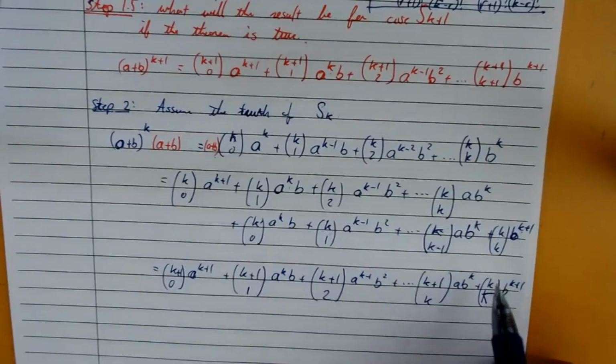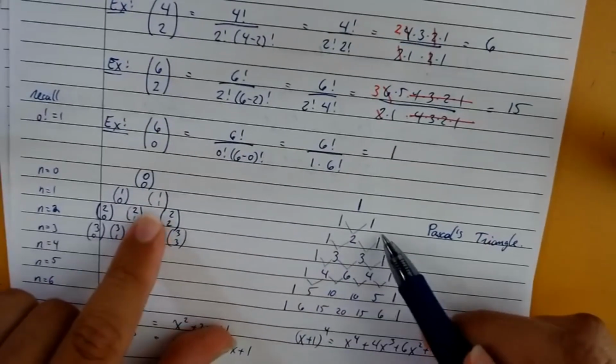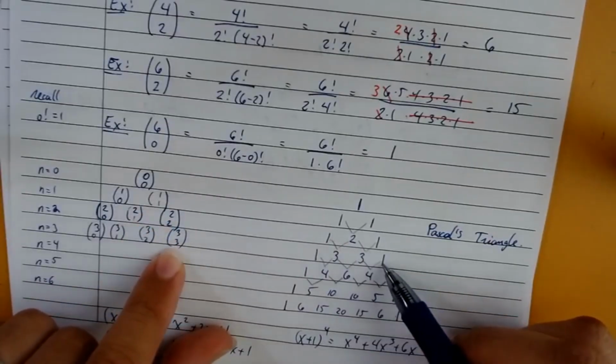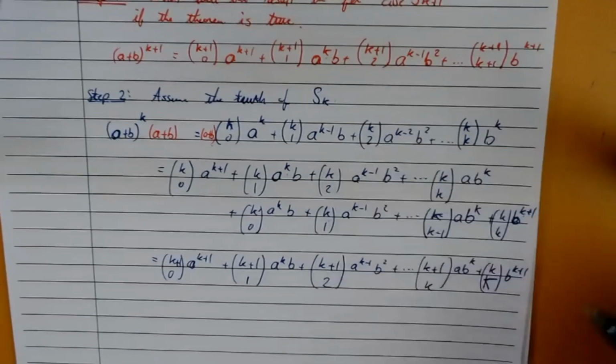Same thing with the last one. Notice that k choose k is also always 1. 1 choose 1 is 1. 2 choose 2 is 1. 3 choose 3 is 1. 4 choose 4 is 1. K choose k is always 1. So here, as long as these are the same, I have the number 1. So you know what? Why don't I just make them both k plus 1?